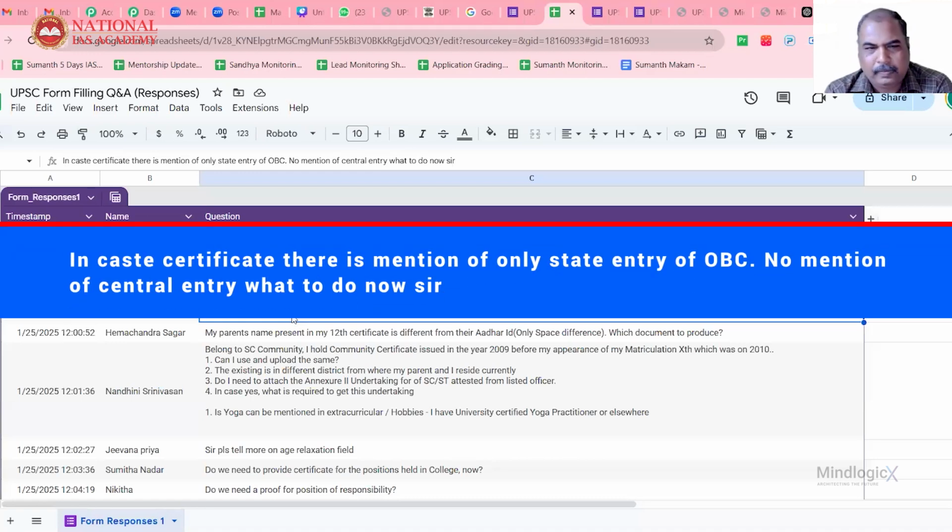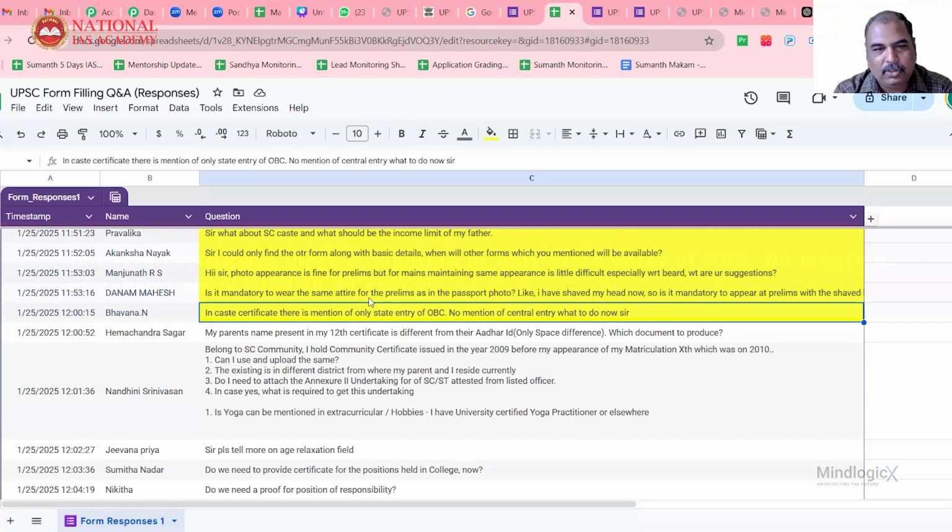In the caste certificate, Bhavna is asking a question. In the caste certificate there is mention of only the state entry of OBC, no mention of the central entry. What to do? See, now the caste certificate is not a problem. For the OBC certificate, you check it out. Because the caste certificate, they will give in a particular state, only the state entry. Based on the state entry, when the OBC certificate is claimed, it should have a central entry. Check whether the central entry list number and the name are correctly matching. How will they find the OBC non-creamy layer certificate, sir? What is the procedure for that?